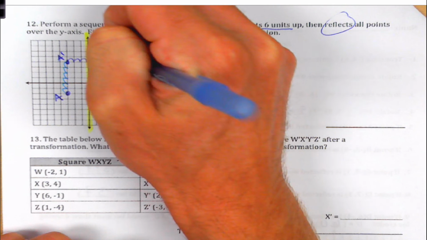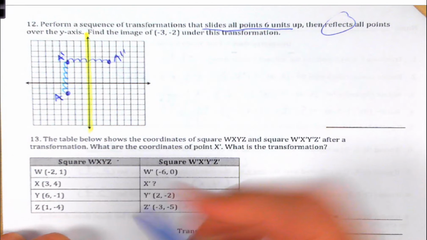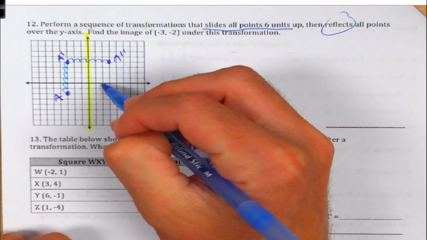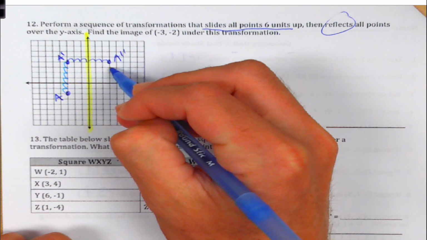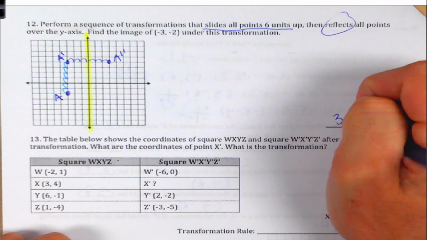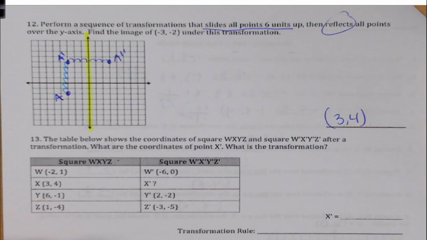The resting place of A double prime, in my opinion. That's going to be 1, 2, 3, comma 1, 2, 3, 4. So 3, comma 4. There you go.